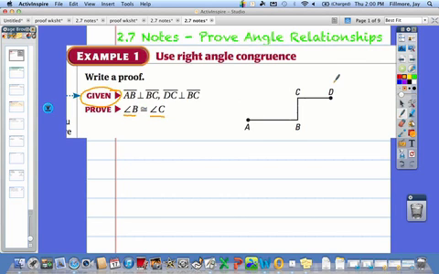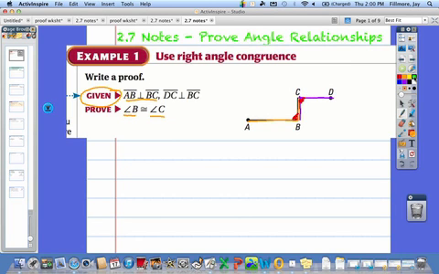So the first thing we're given is that segment AB is perpendicular to segment BC. So AB and BC are perpendicular. Secondly, we also know that DC and CB are perpendicular. So we have two sets of perpendicular segments. We want to show that these two angles here are going to be congruent.